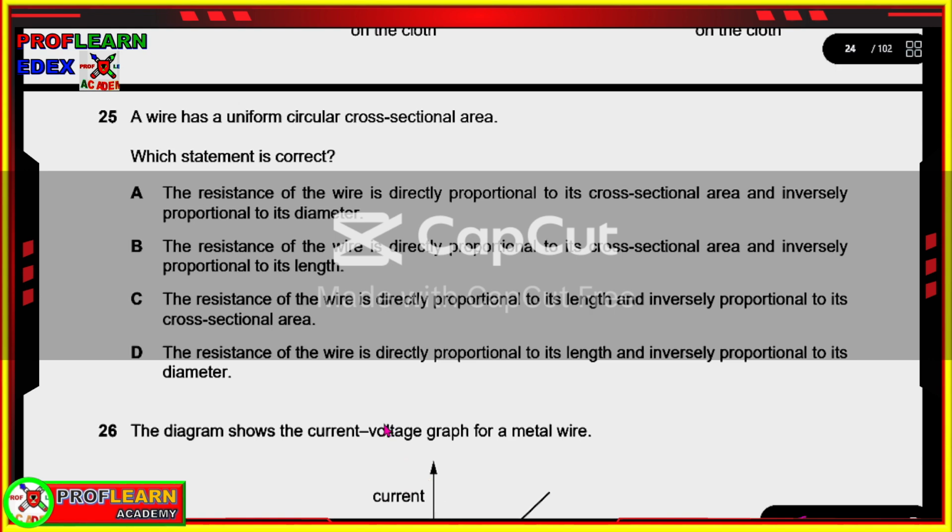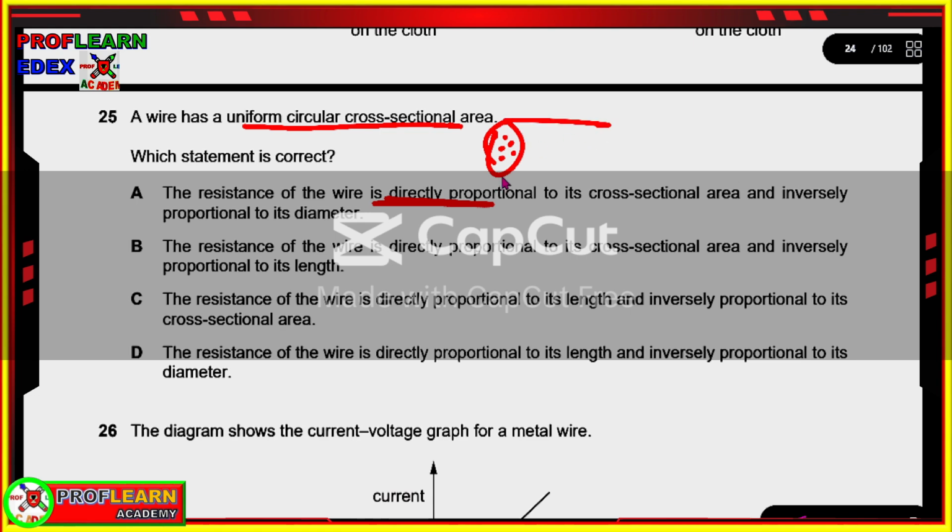A wire has uniform circular cross-section area. Which statement is correct? The resistance of the wire is directly proportional to its cross-section area and inversely proportional to its diameter. So this means as cross-section area increases, resistance increases, which is not true.